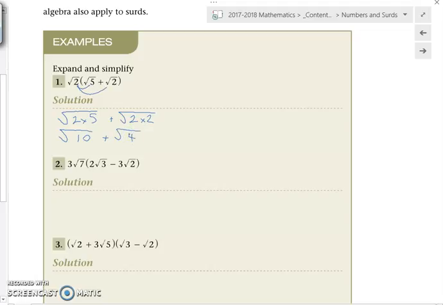Does anyone want to fix him up? It certainly is. 10 is not. Thank you. You're welcome.